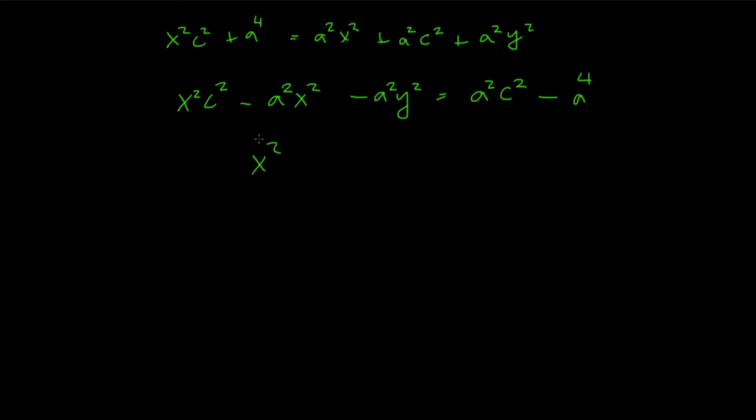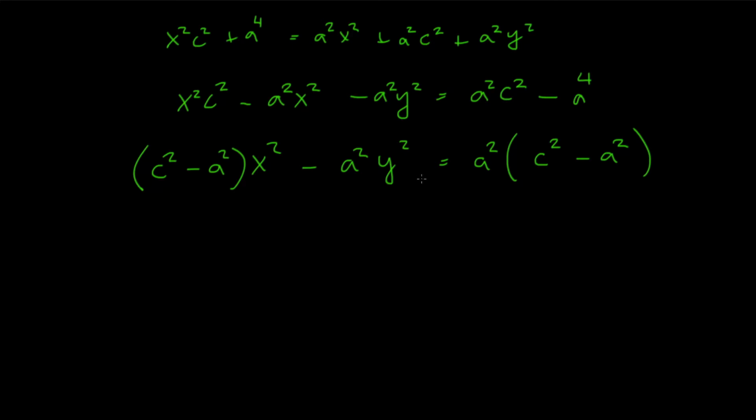So I'm going to have an x squared times some number. So x squared times c squared, and x squared times negative a squared. So we have c squared minus a squared, which is x squared. And then over here, we just have a squared, y squared. And on the right-hand side, we can factor out an a squared, and we're going to have a c squared minus a squared. All right, things are looking good.